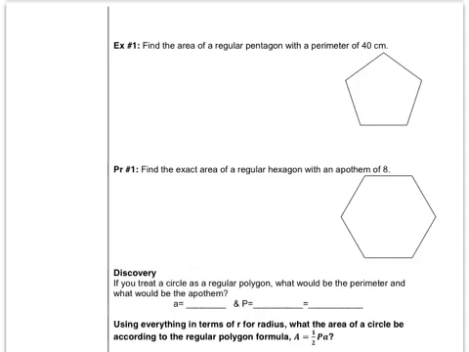And take a look. We have a regular pentagon, meaning 5 sides, and it has a perimeter of 40. So let's just go ahead and mark that down. My perimeter equals 40 centimeters. Well, if I wanted to find the area, I would need the perimeter, and I would also need the apothem. But they don't give me anything about the apothem, so I need to figure it out. Well, it's actually not that hard, because I know that if this is 5 sides, and it's a regular polygon, then each side is 8, because 40 divided by 5 is 8.